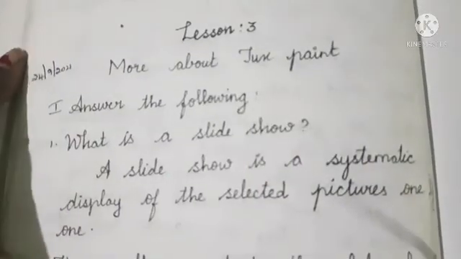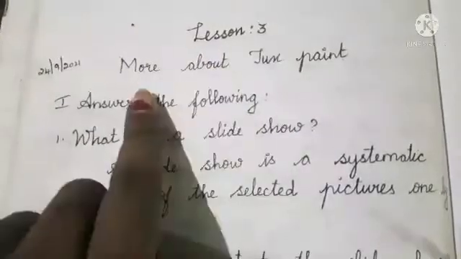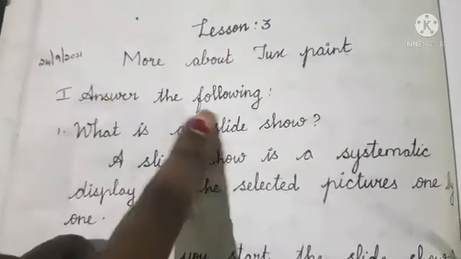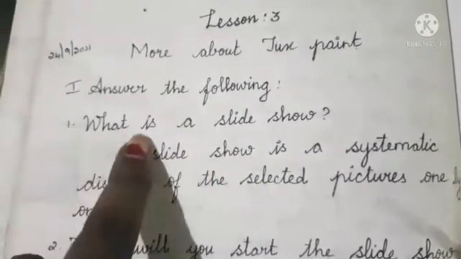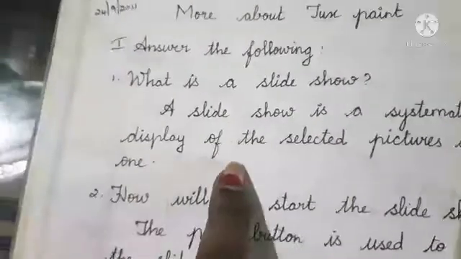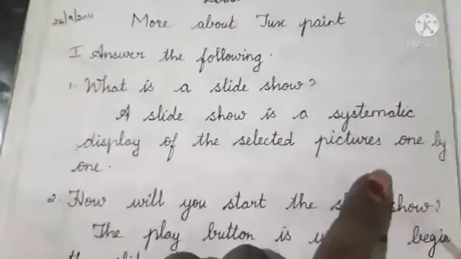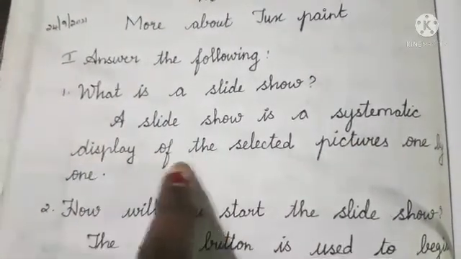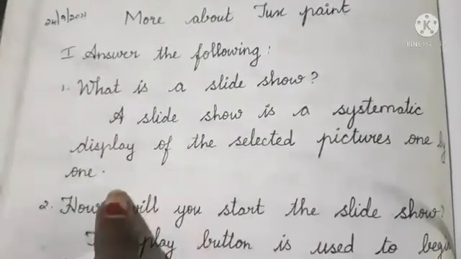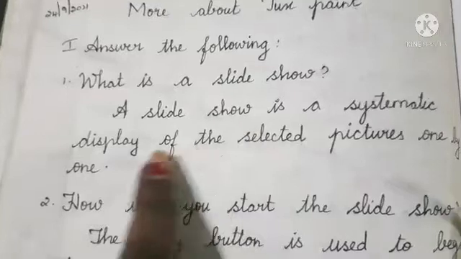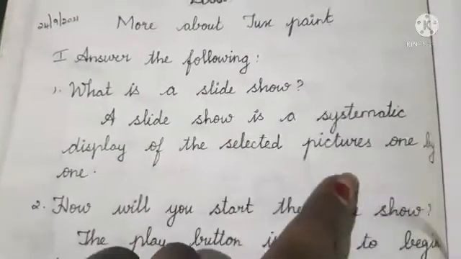See the booklet portion ma, lesson 3, more about text paint. First Roman number is answer the following. First question is, what is a slideshow? A slideshow is a systematic display of the selected pictures one by one. See once again, what is a slideshow? A slideshow is a systematic display of selected pictures one by one.